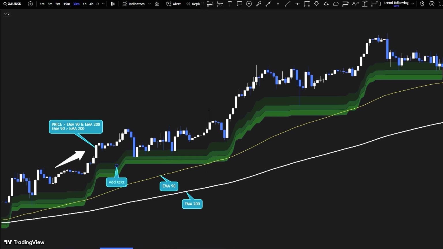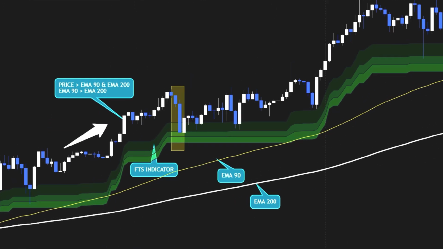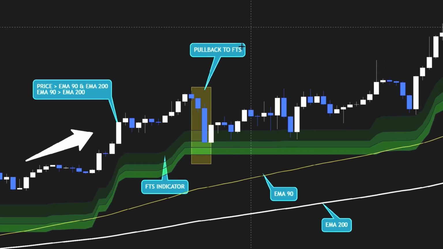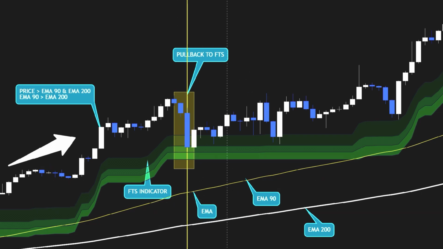So for a buy signal in an uptrend, we wait for the price action, those candles, to pull back down and touch or get close to the FTS bands. Think of the bands kind of like a dynamic support area when the market's going up. Now here's a little detail that helps filter for better trades. When the price is retesting the bands, you ideally want the 90 and 200 EMA lines to not be right in the middle of the bands or super tangled up with the price right there. You want a little separation if possible. It just tends to be a cleaner setup and often works better.